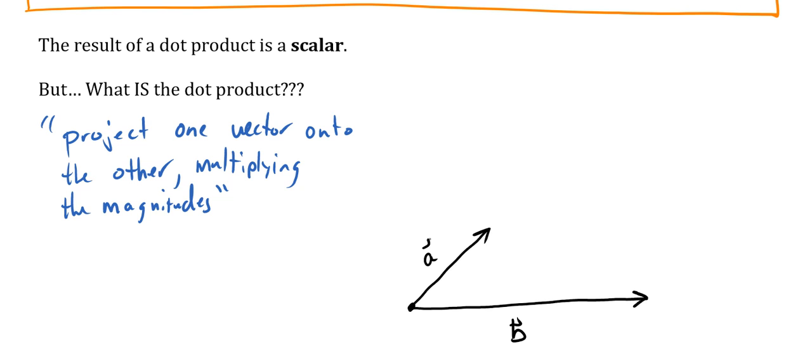What does it mean to project one of them onto the other? Well, it means I would do something like this. I would pull this down at a right angle. And I would figure out what this length is. I'm going to call that C. You could call it vector C, I guess, but I'm just going to call it variable C for now.